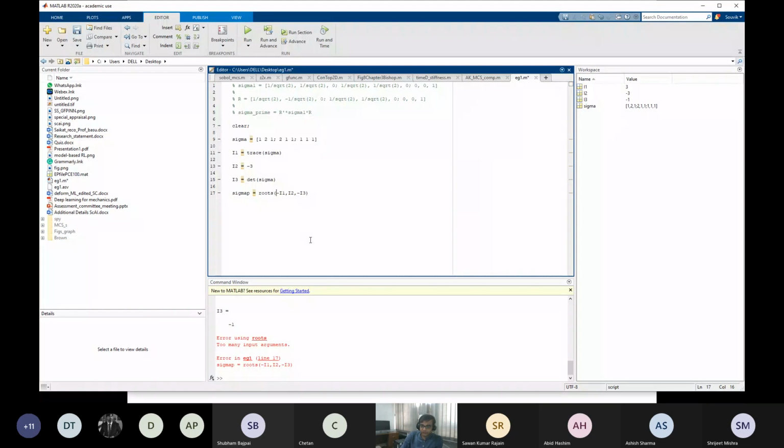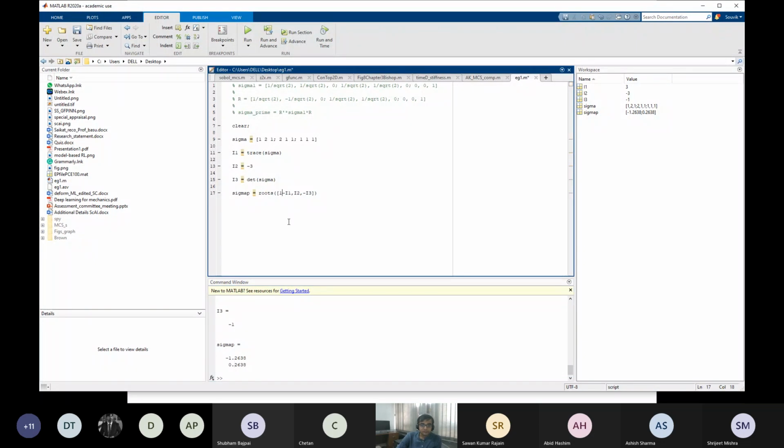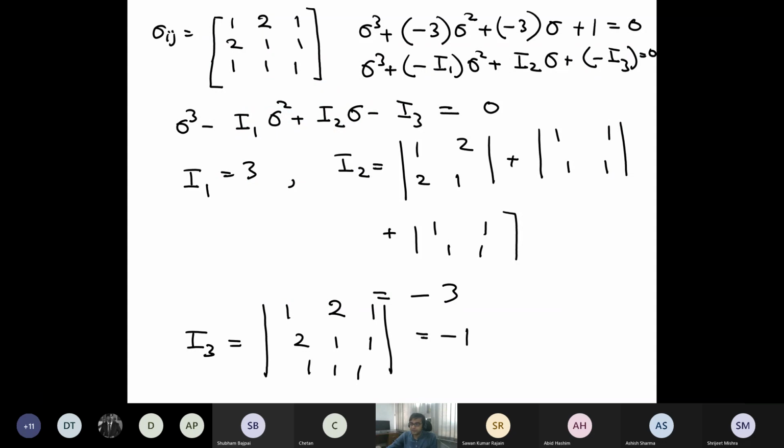Okay, you see, there should have been 3 sigma p. Okay, so this is now correct. So what I have done here is, let me explain it. After giving roots, I have used 4 things, right? So why 4 things? The generic cubic equation will look like A x cube plus B x square plus Cx plus D is equal to 0.